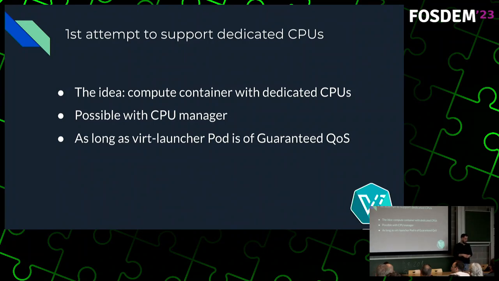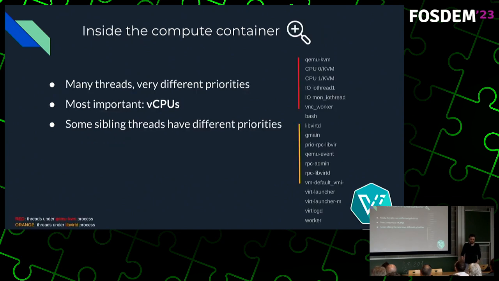So, first attempt to support dedicated CPUs. The idea was, let's allocate dedicated CPUs to the compute container that we talked about. This is possible with CPU Manager, as we talked about. All we needed to do is to have a pod with guaranteed QoS and an integer number of CPUs on the compute container. By the way, is it a good approach, do you think? This is a problem, and let me explain why.